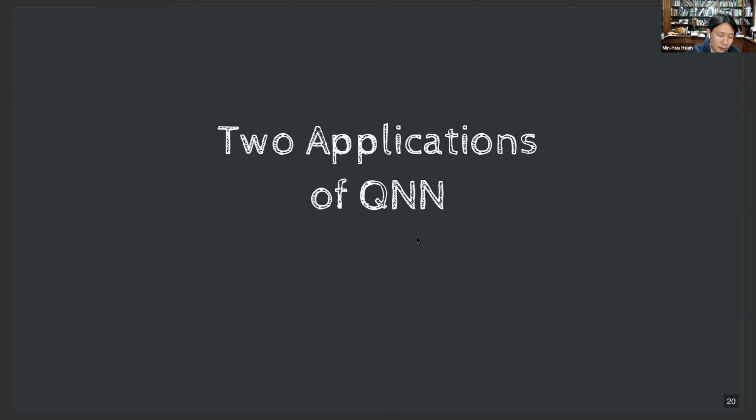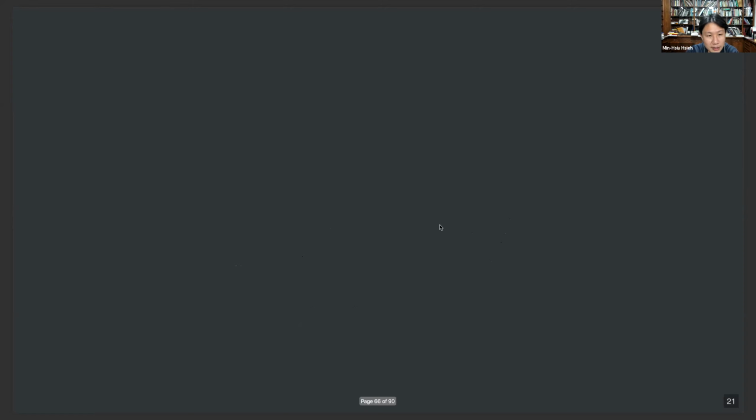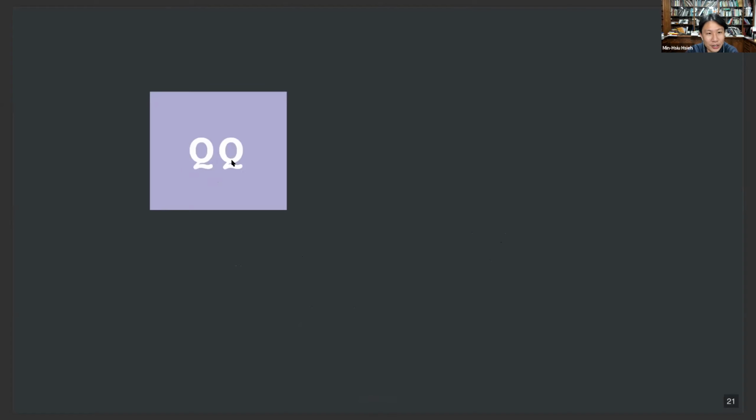Okay, so other than these three theoretical questions regarding QNN, here we also look at two applications. The first application is in this QQ domain, where the input is quantum and the algorithm is also quantum. I like questions in this domain because then you don't need to justify the loading question or the readout question. So everything becomes quite natural.